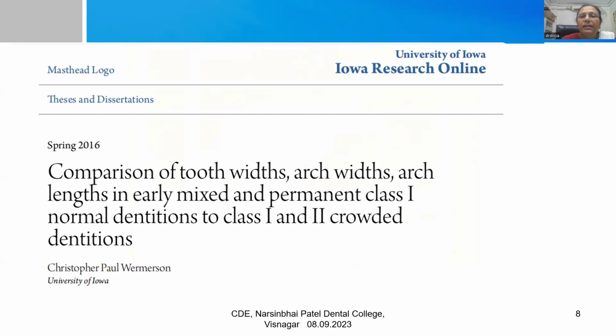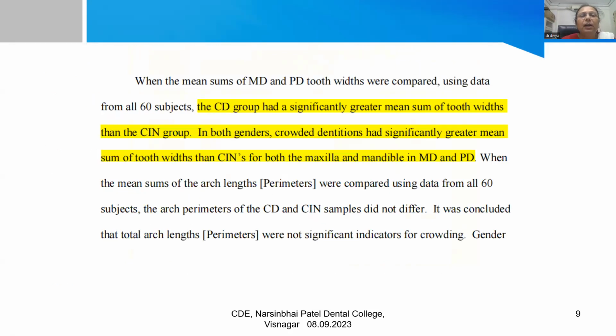And recent research also proves this, that the tooth widths and arch length in primary, early mixed dentition and permanent class 1 normal dentition compared to class 1 and class 2 crowded dentition. The result is the crowded dentition group had a significantly greater mean sum of the tooth widths than the class 1 normal group. In both genders, crowded dentition had significantly greater mean sum of the tooth width than class 1 normal for both maxilla and mandible in mixed dentition and the permanent dentition.